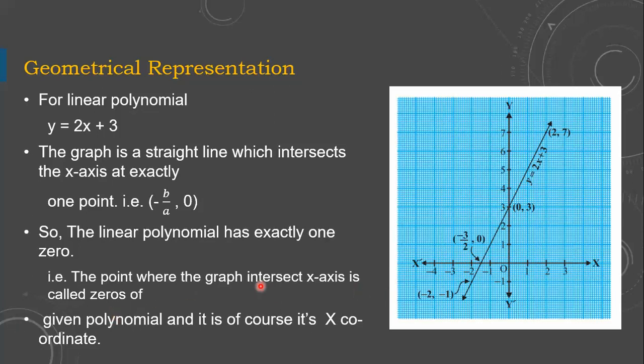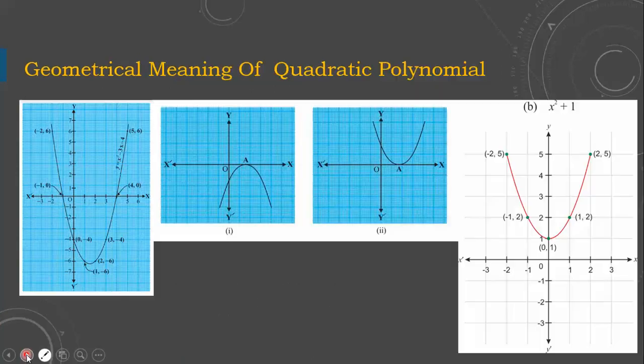Where the graph cuts the x-axis, that point becomes the zero of the given polynomial, whether it is a linear, quadratic or cubic graph. This is for the linear polynomial. Now we will see the quadratic polynomial. Here you can observe 3 or 4 types of graphs, students. This is the first graph, and it is shaped like this curve. This shape is called the parabola.